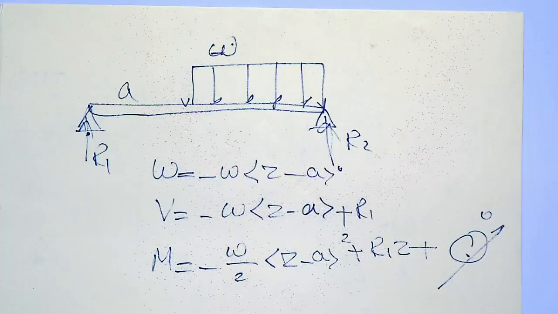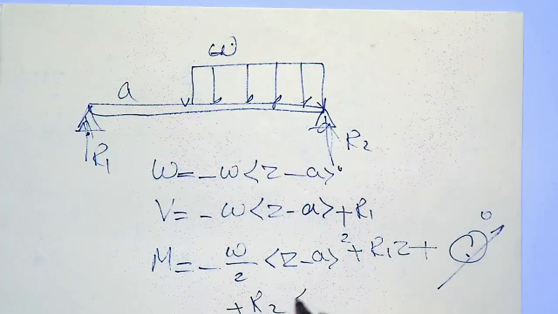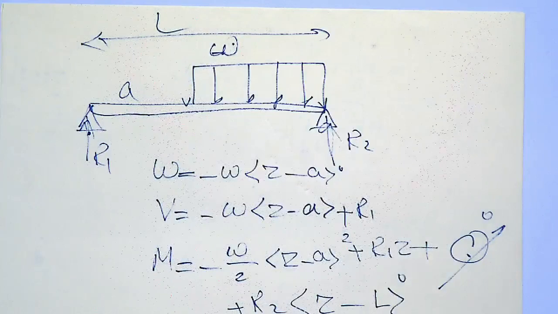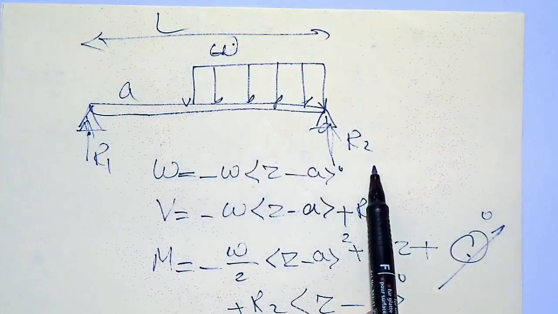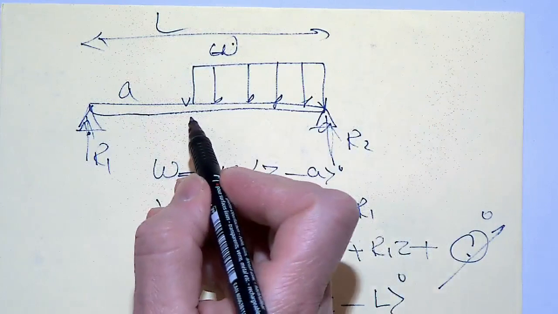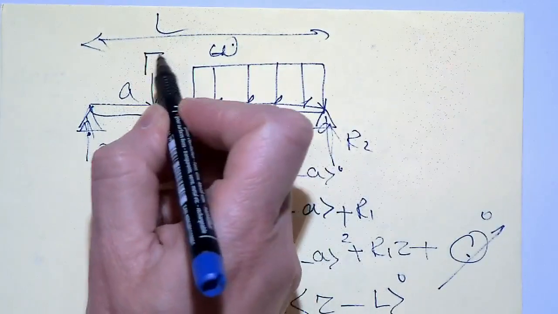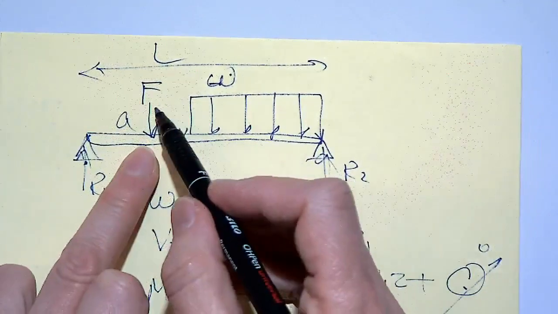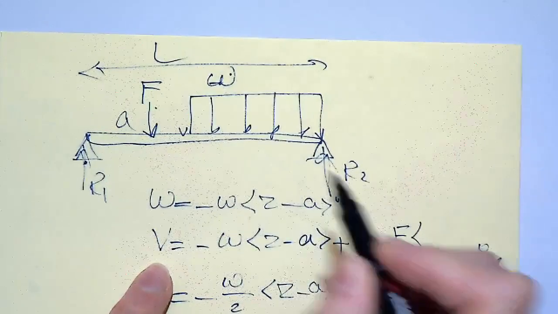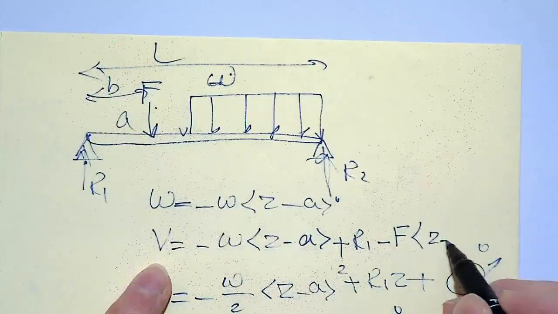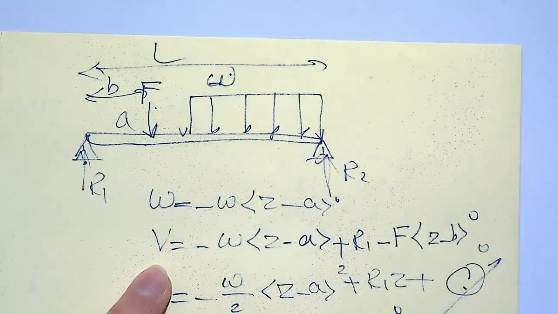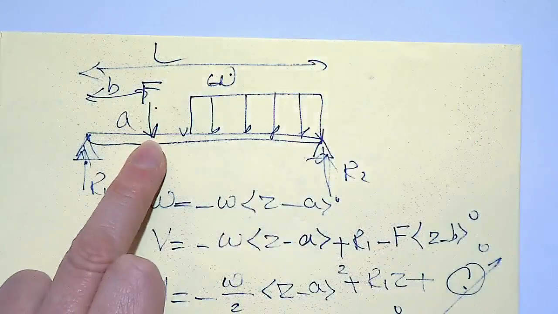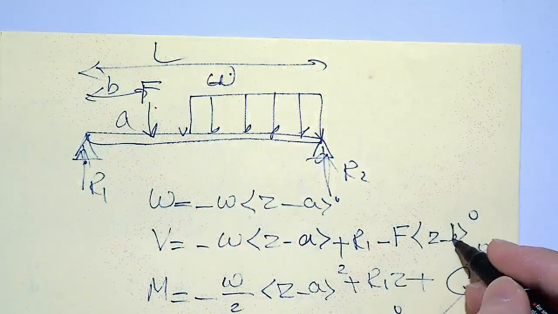Yes. Okay, I add R2. Do you agree that I have to add, if this is length L, I have to add L here because I need a step function for it. Say I've got another force here. If I had a force here, do you agree that I have to add F multiplied by, say this is B, Z minus B to the power of 0? Downwards, okay. So it's minus F times Z minus B to the power of 0.